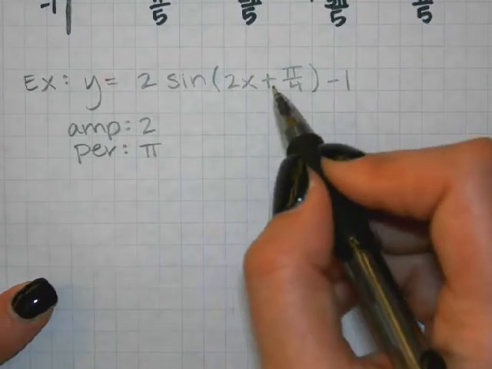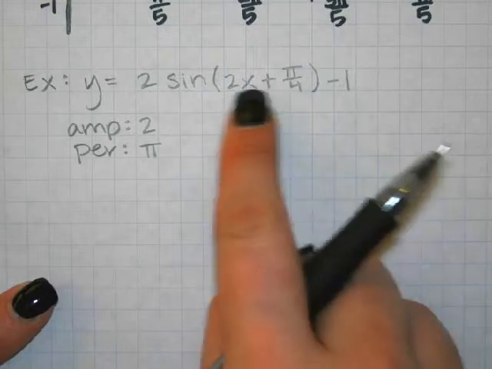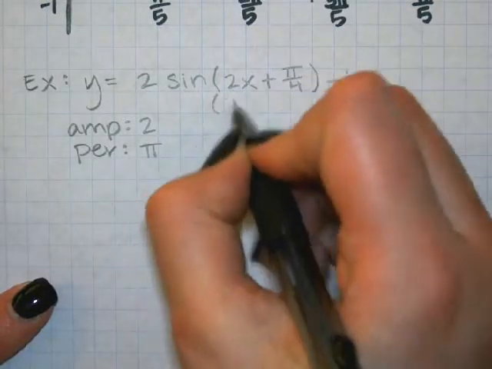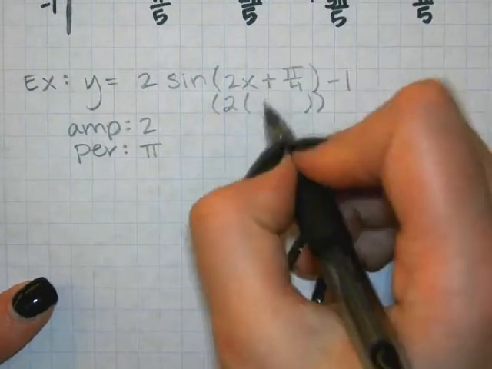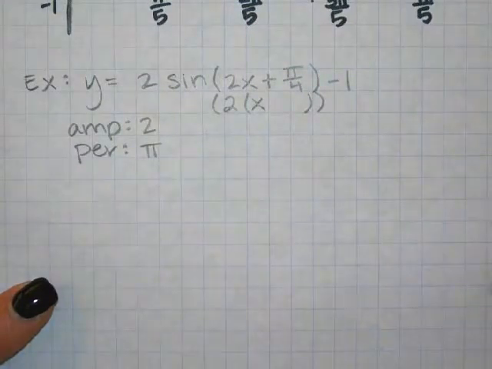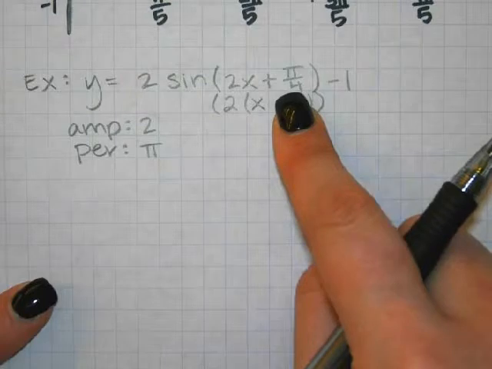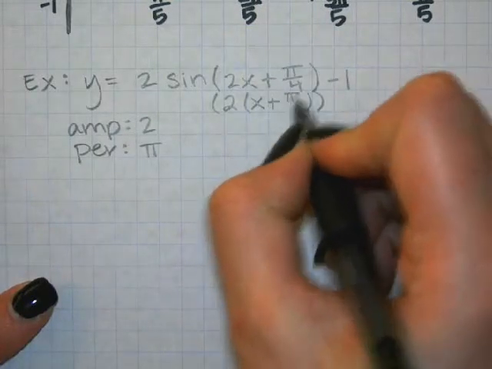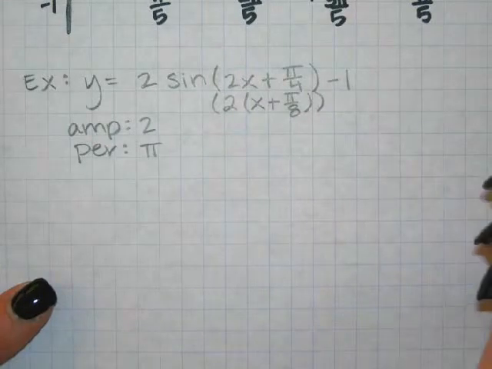Now, I have to stop before I say more transformations because what's wrong with this? It's not factored, okay? So I'm going to take the 2 out, and that just leaves me with an x. If I do pi fourths divided by 2, what do I get? Pi eighths, okay? I'm going to say plus pi eighths, and then I still have that minus 1 on the end.